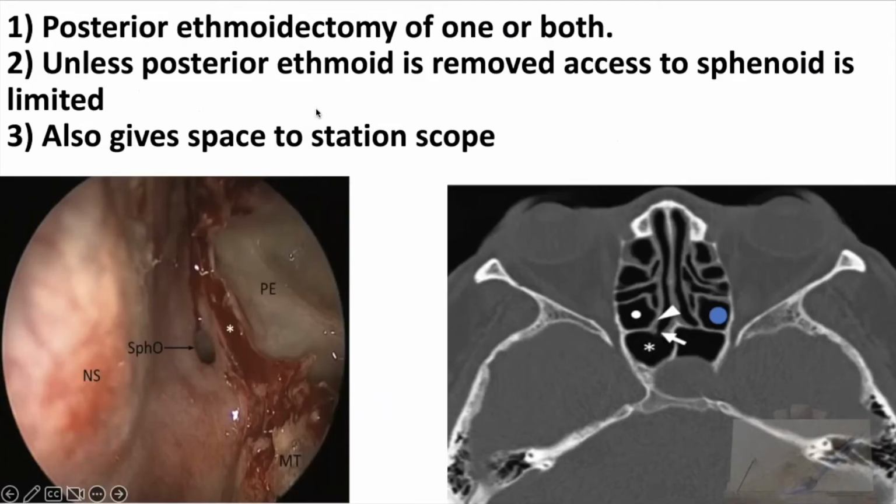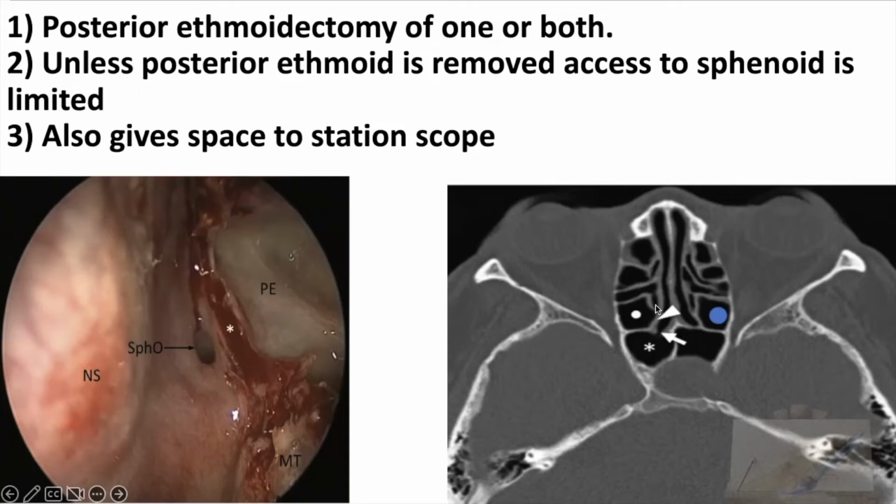The posterior ethmoidectomy is done on one side, or if required, also on the opposite side. So unless the posterior ethmoid is removed... So this is the sphenoid sinus. This is the posterior ethmoid.